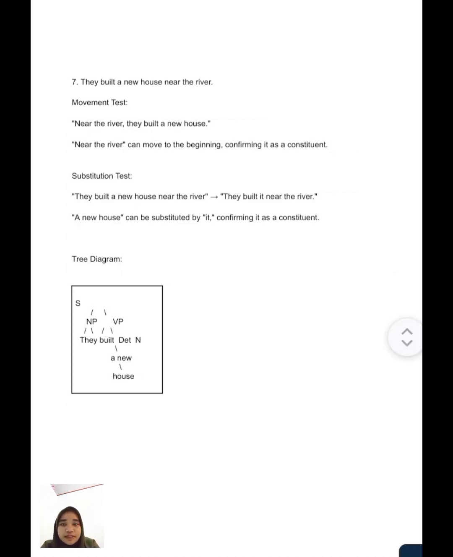Next, they built a new house near the river. In movement test: near the river, they built a new house. "Near the river" can move to the beginning, confirming it as a constituent. In the substitution test: they built it near the river. "A new house" can be substituted by "it", confirming it as a constituent.